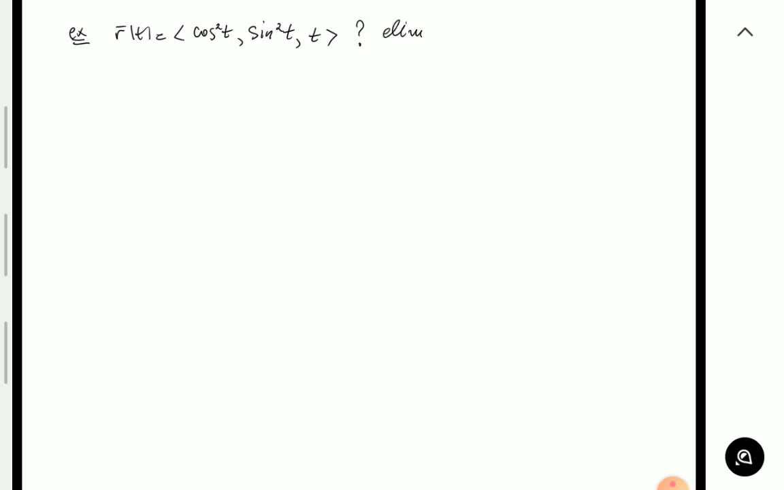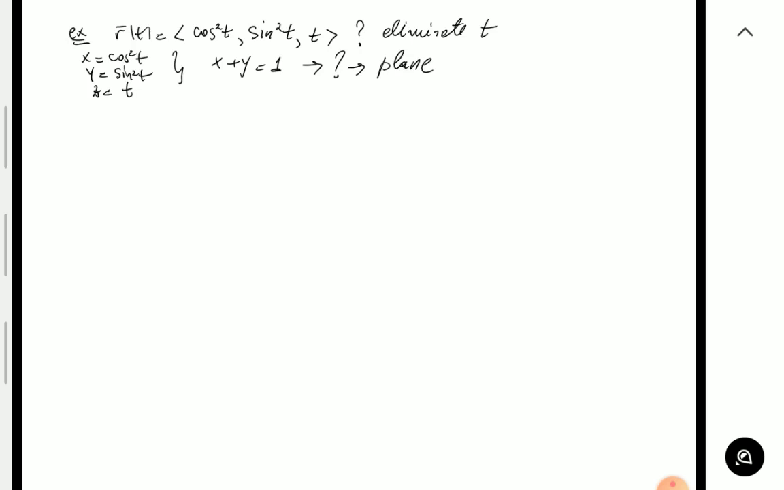Again, let's eliminate t. Now, notice carefully here, because the components are already squared, we can use the same trick, but we don't have to square x and y. We can just add them. So x plus y equals 1, because x is cosine squared and y is sine squared, so of course x plus y equals 1. Now, what is this representing actually as a geometric figure?